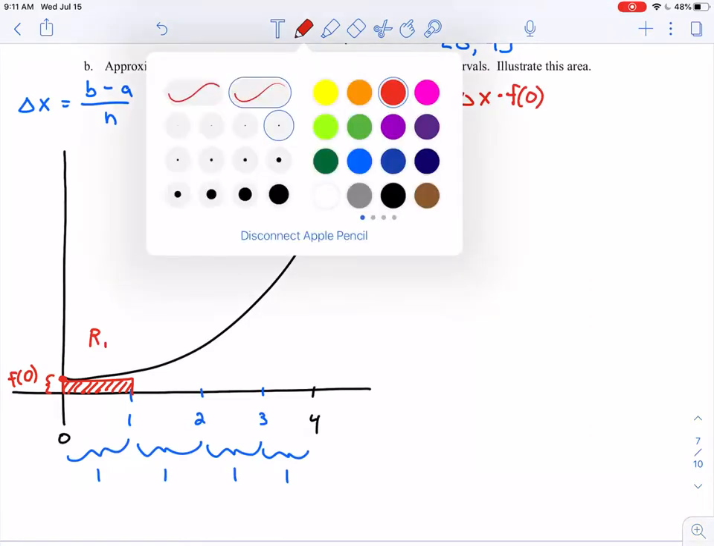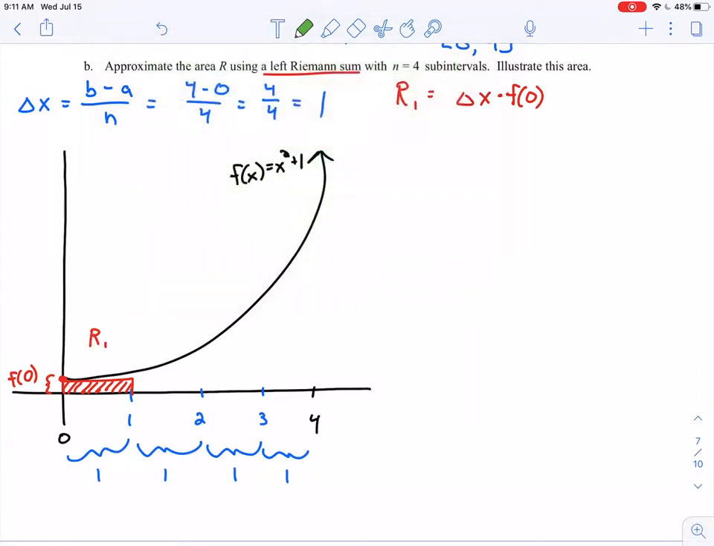So don't overcomplicate this here. It is easy to overcomplicate this. This is the base times the height. That's all we're doing here. It's the base times the height. We do have some calculations to go and find now.